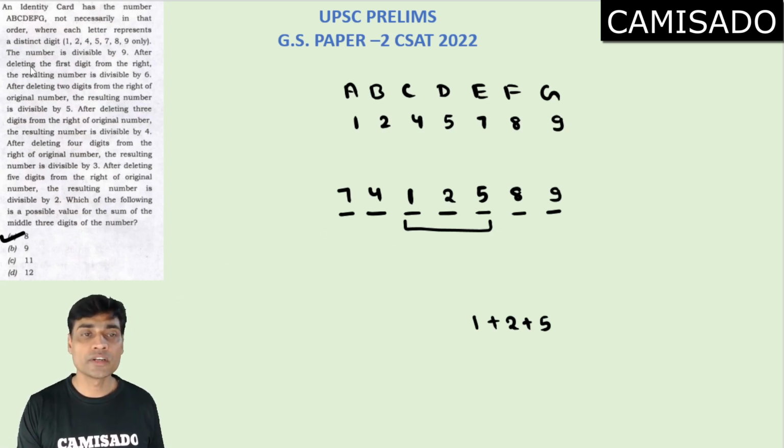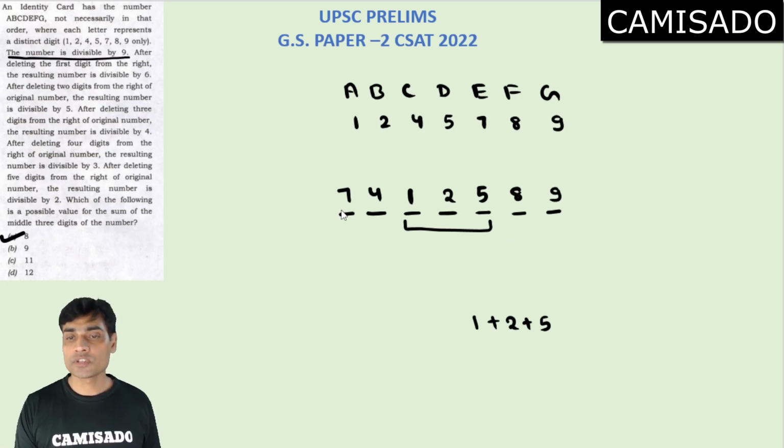So see, different conditions are given. The number is divisible by 9. A number is divisible by 9 when the sum of all the digits is divisible by 9. Here when you add all the digits, you will get the sum as 36, and obviously it is divisible by 9, 4 times. Okay, so this complete number, whatever the sequence will be, it will always be divisible by 9.